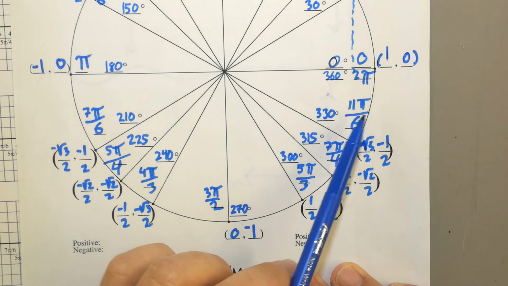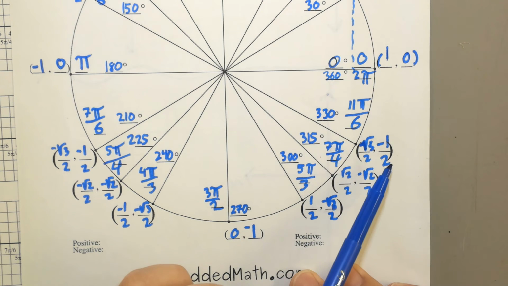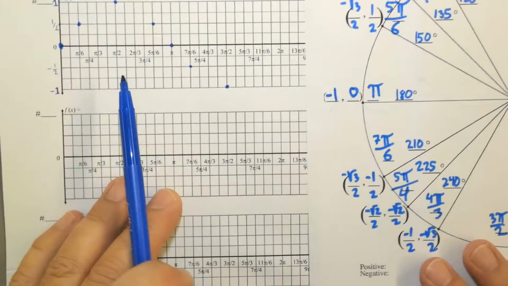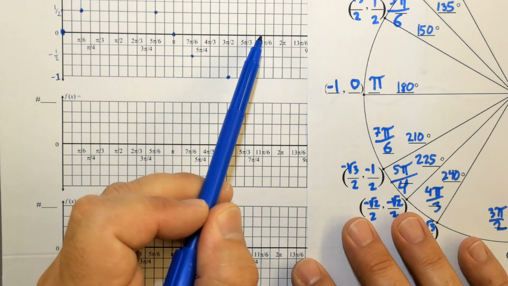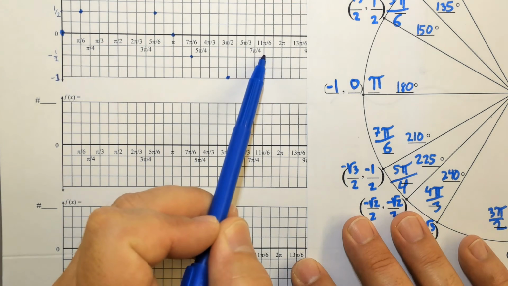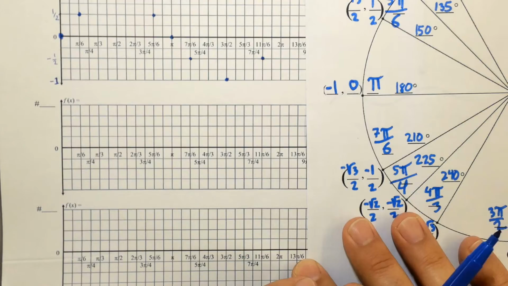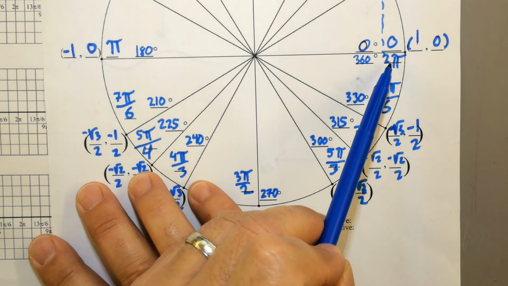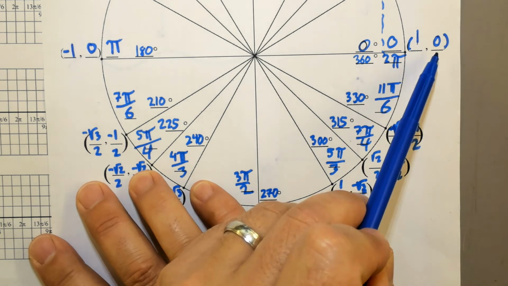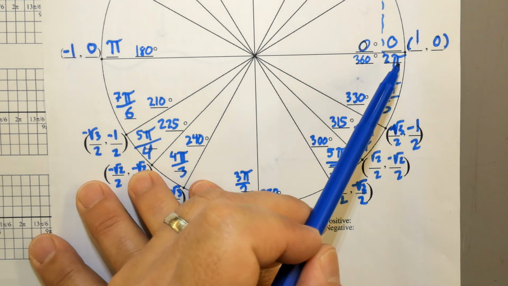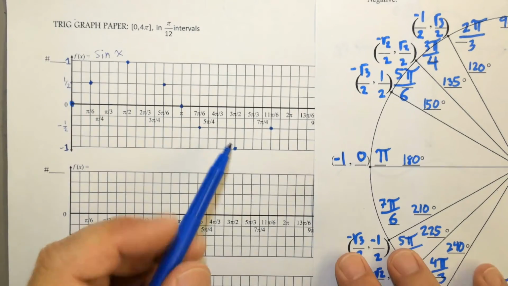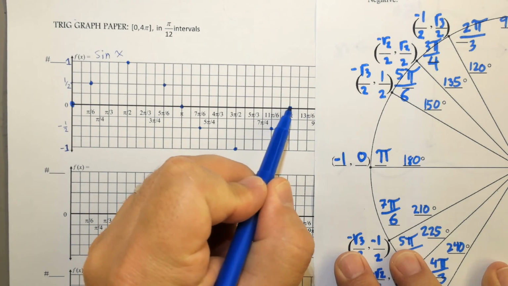11 pi over 6, we are at negative 1/2. Alright, let's do that one. 11 pi over 6, we are at negative 1/2. Boom, right there. Okay? Let's continue. 11 pi over 6, negative 1/2. So now at 2 pi, where are we? We're at 0. Oh, we completed one full rotation. So 2 pi, we are at 0. So let's go to 2 pi, 0.